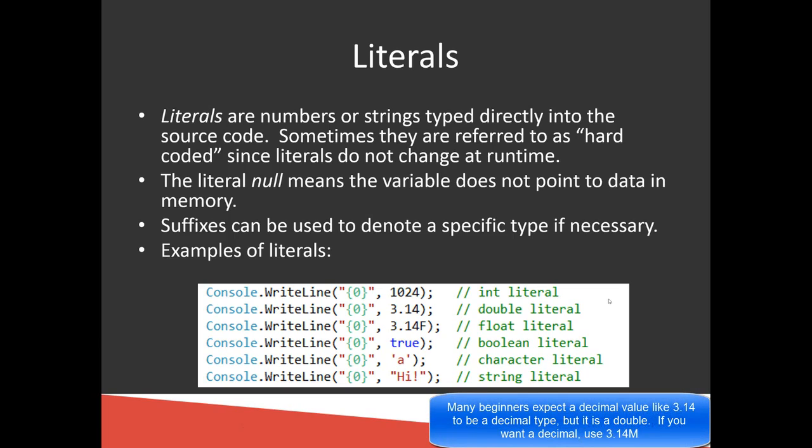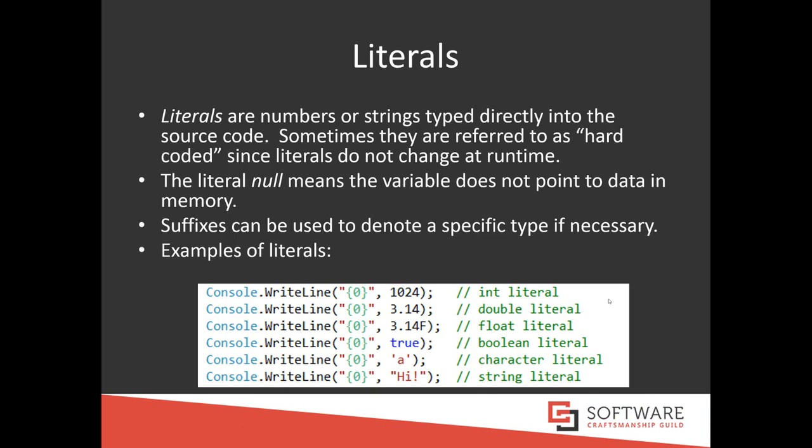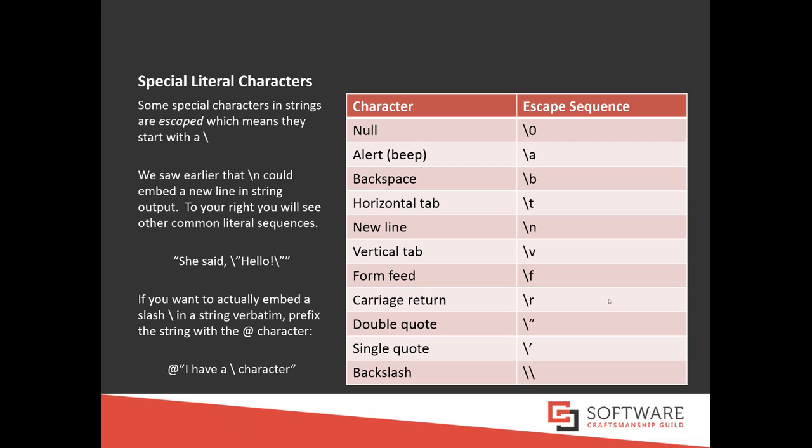We can also use the suffix capital M for decimal, and I usually keep that straight in my head by thinking M for money. True and false are the Boolean literals. We can also have character literals, where we would have a single quote, and a string literal as a double quote. We can also embed special literal characters. I've already showed you that \n will give us a new line. That slash is called an escape character.